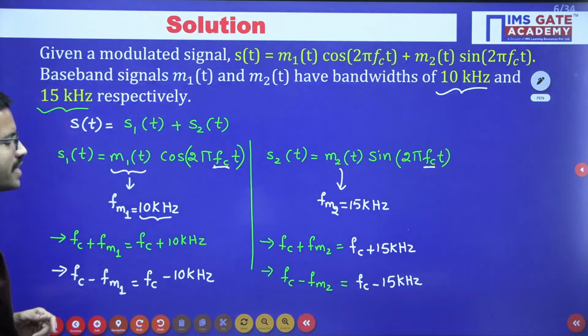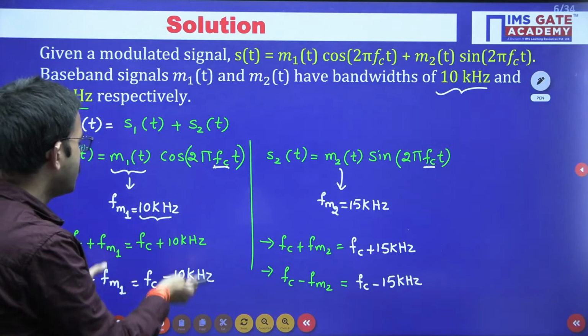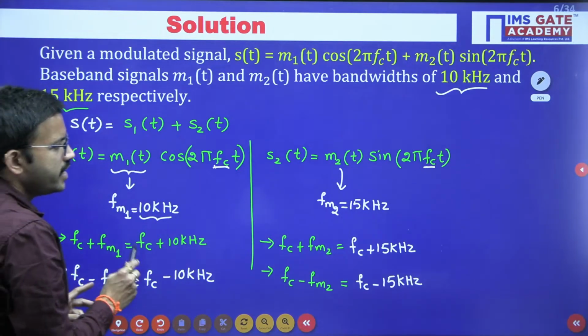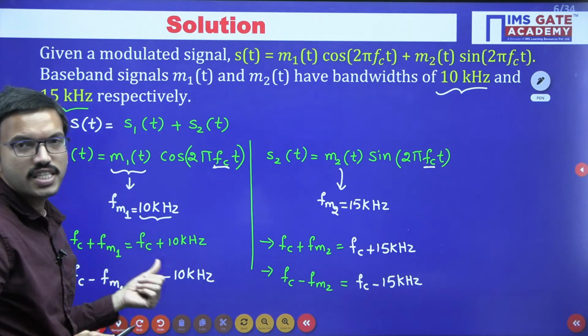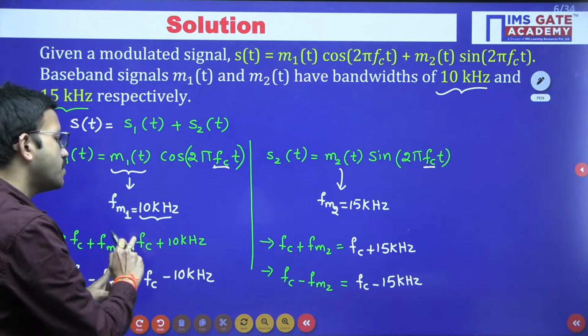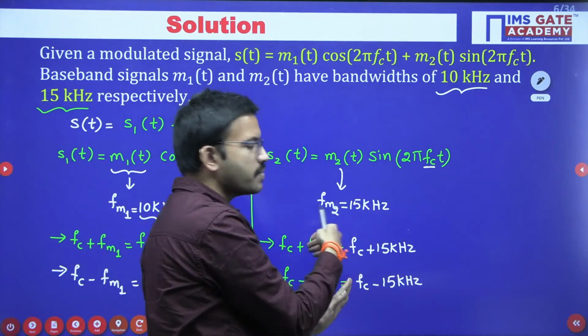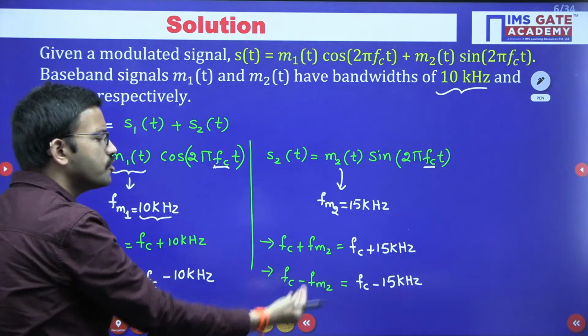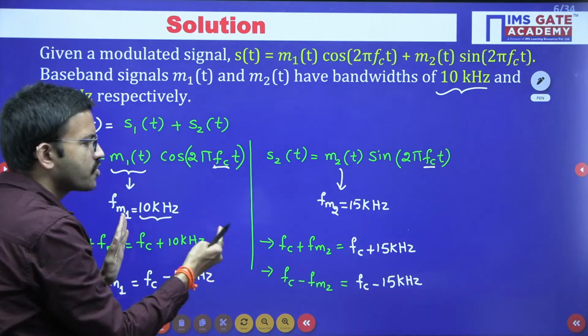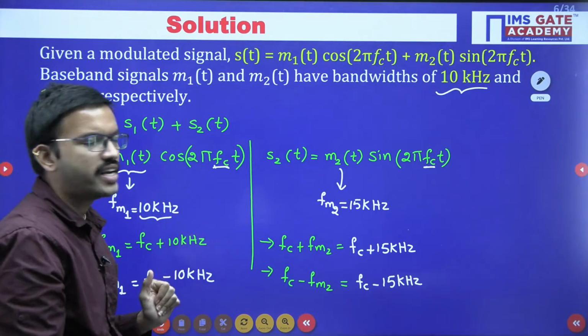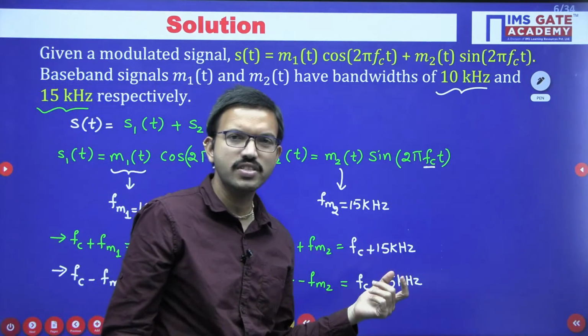But now if you observe these frequencies, where are they centered? They are centered around FC. FC plus 10K, FC minus 10K. Similarly, here FC plus 15K, FC minus 15K. So that means all the four frequencies that you are going to get here are centered around FC, right? So here FC is the very high frequency signal.